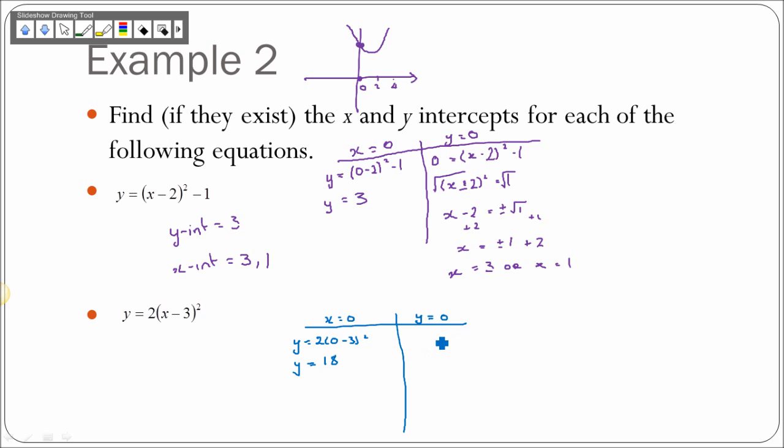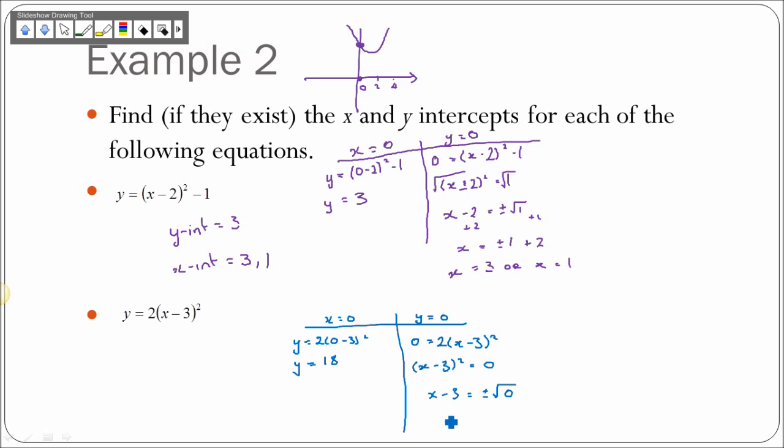Now we'll do the hard one, y equals 0. That is 0 equals 2 bracket (x minus 3) squared. Alright, so let's move the stuff over. So we'll divide by 2 first. That's not going to change anything though. So we'll have (x minus 3) squared equals 0. Now we'll take the square root of both sides. So we'll have x minus 3 equals plus or minus the square root of 0. Now the square root of 0, well, that's just 0.